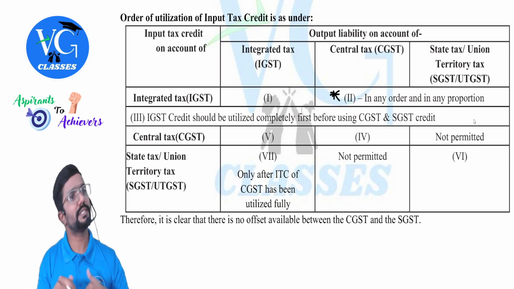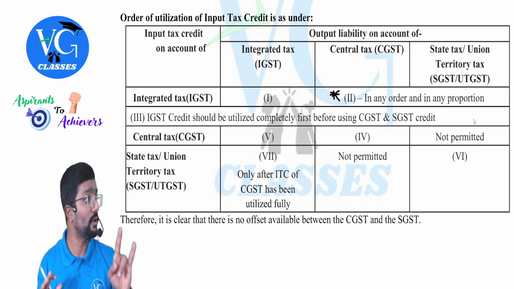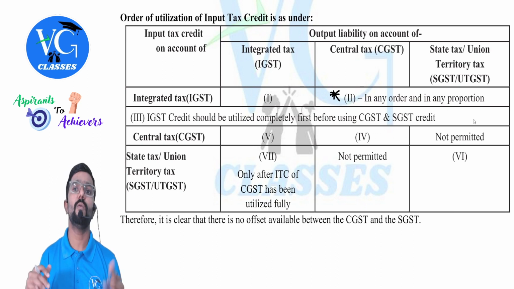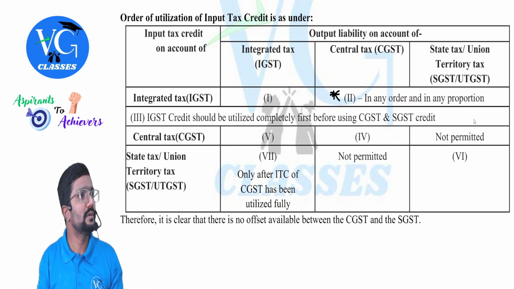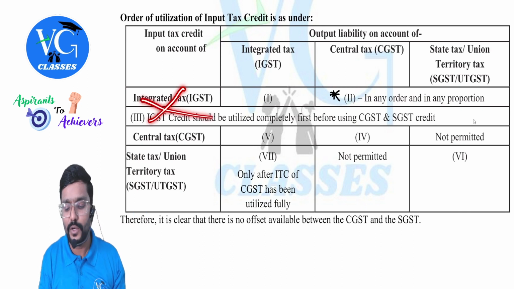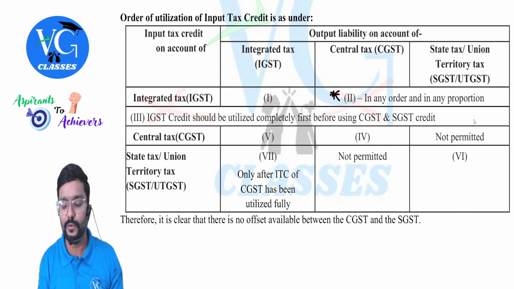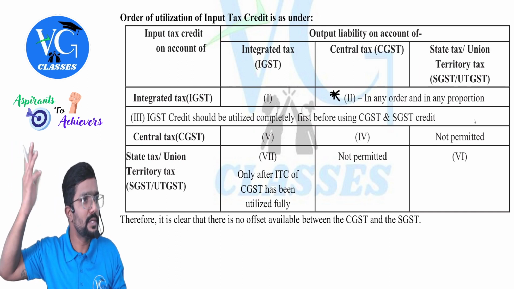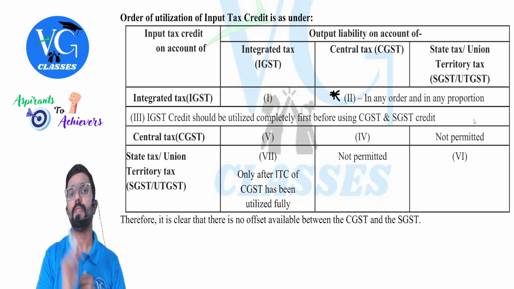Sir, I have CGST. Can I use CGST or SGST first? No, no, no. First use IGST fully. Okay. Sir, what if I don't have IGST credit at all? Then obviously points 1, 2, 3 will not come at all. Straight away you will go for 4. And this possibility is there, guys. Okay, fine.